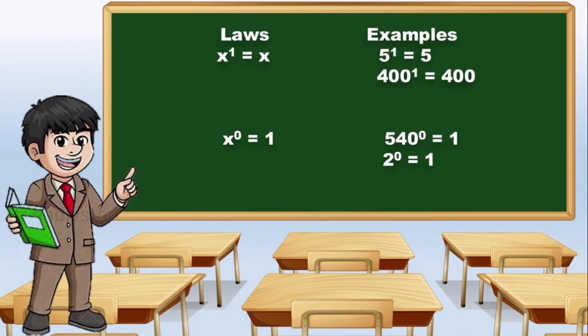So next is x raised to 0 equals 1. Ibig sabihin yan, kapag i-raise natin yung mga number sa 0, that is always equal to 1. Except 0 raised to 0. Kasi kapag 0 raised to 0, that is undefined. So examples, 540 raised to 0 equals 1. 2 raised to 0 equals 1.